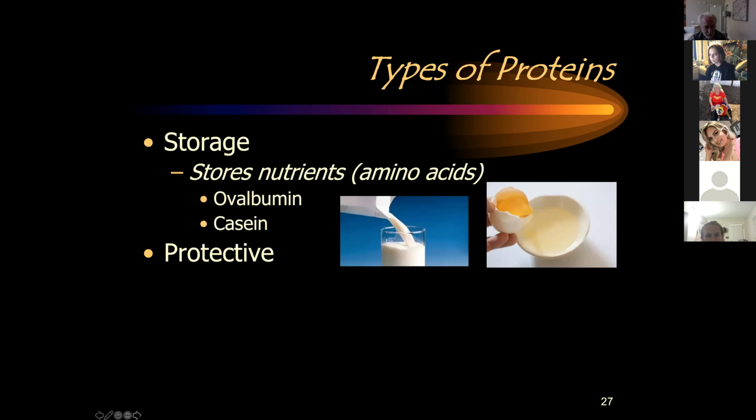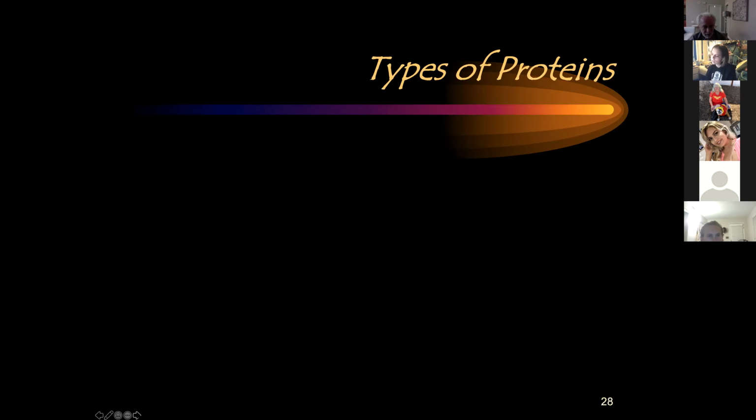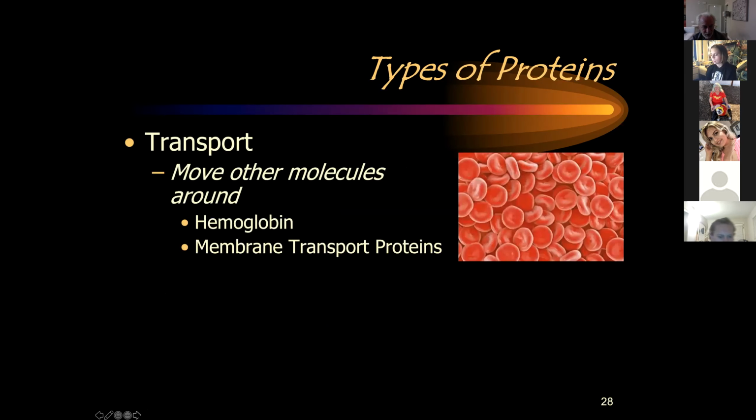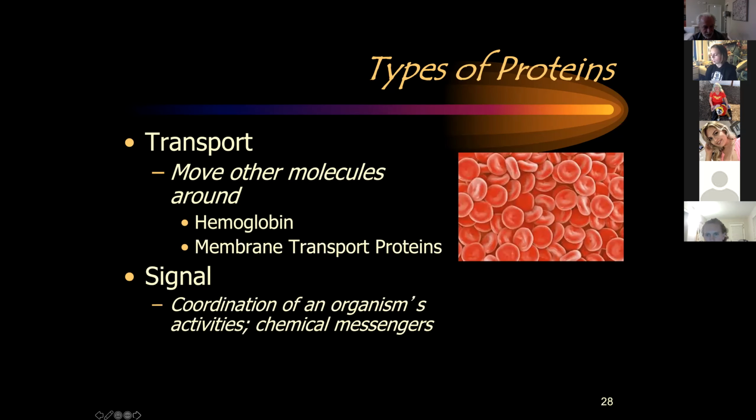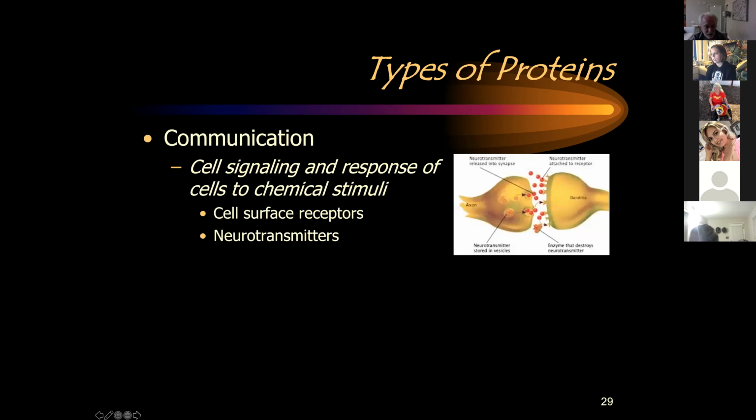There are storage proteins. There are protective proteins like antibodies. There are transport proteins. We just talked about hemoglobin. Here are red blood cells containing hemoglobin transport oxygen. There are signal proteins like hormones. Hormones are substances that are made in one place and transported to another where they act. For example, insulin. There are communication proteins. For example, neurotransmitters that function between axons and dendrites.